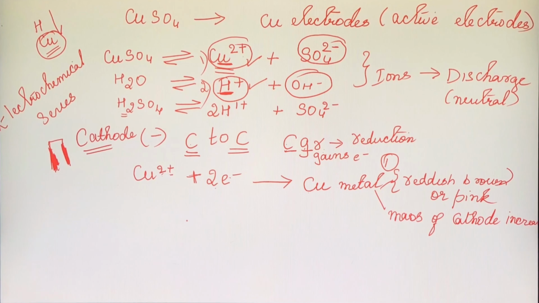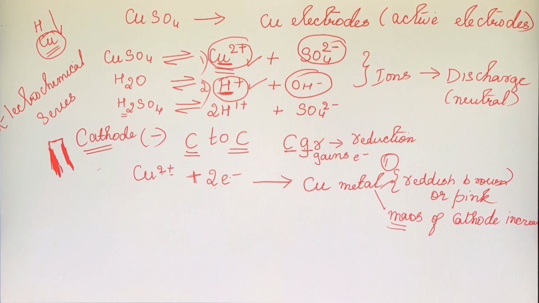So where will this copper metal start depositing? This copper metal will start depositing slowly on my cathode. What kind of deposition will you be able to see? You will be able to see a reddish brown color metal, or a pink color metal. Also, please remember what starts happening to my cathode. Because the metal is getting deposited, the mass and the size of the cathode will slowly start increasing. I hope this is clear to you.